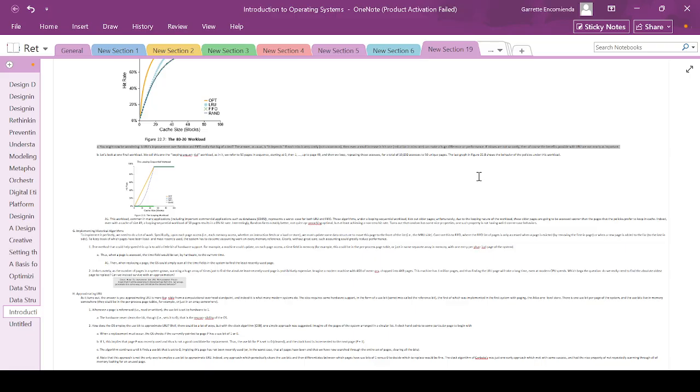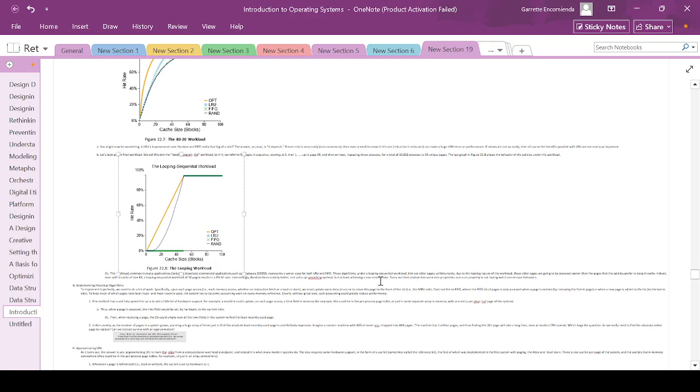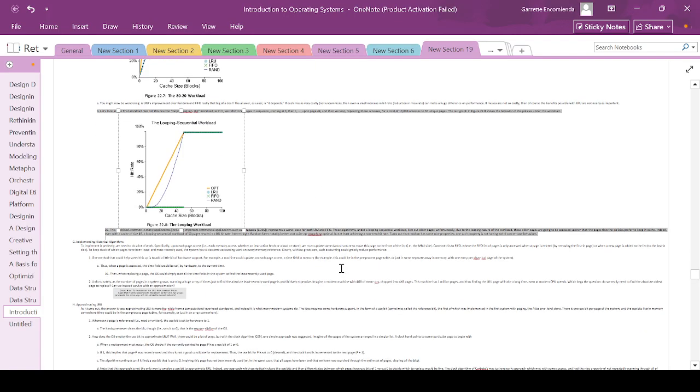If misses are not so costly, then of course the benefits possible with LRU are not nearly as important. Then we go back to the argument of whether we really need this replacement policy, or whether we must avoid it in the first place.